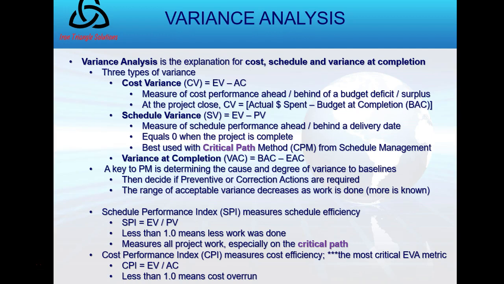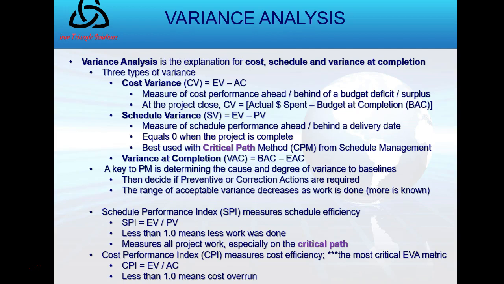Of course, at the close of the project, my CV is going to equal the money spent minus budget at completion. Now my schedule variance, SV, is equal to earned value minus planned value. So it's the work done minus the work that was planned. Okay? And this is a measure now of schedule performance because it's schedule variance. Am I ahead or behind of my delivery date? When SV equals 0, the project is, ta-da, done. Okay? So you may be behind or ahead on cost variance, schedule variance, but by the end of the project, the scheduled work is done, bam, it's complete.